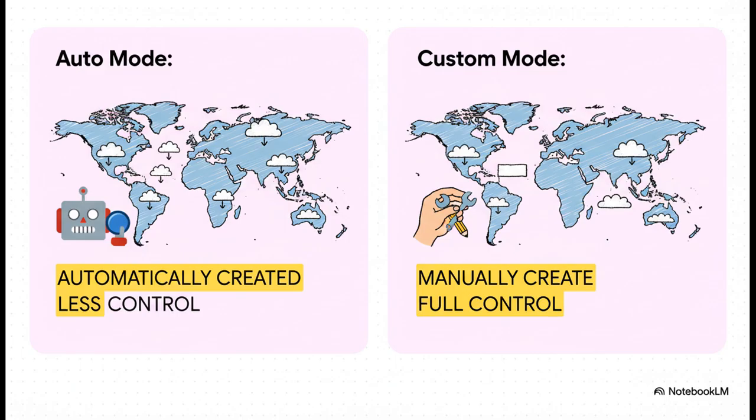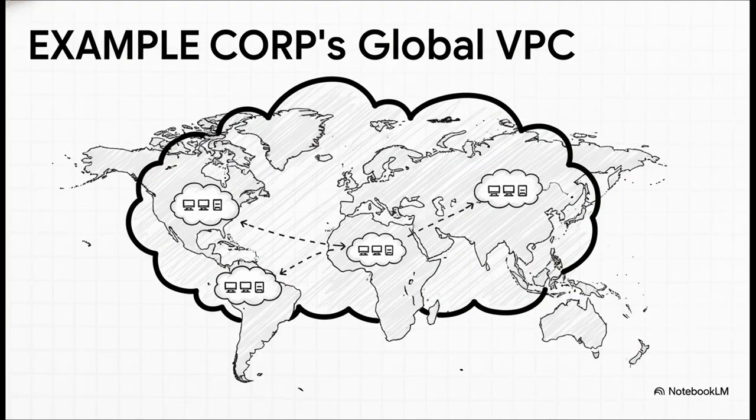But for any real-world production setup, you're going to want custom mode. It gives you complete control to define your own subnets, your own IP ranges, which is absolutely essential for good security and network design. Now, this right here illustrates a super important concept.